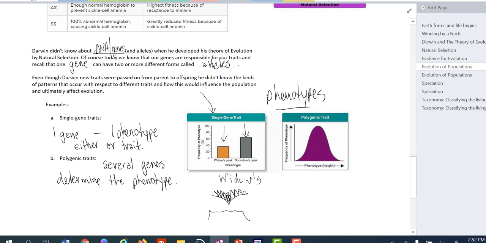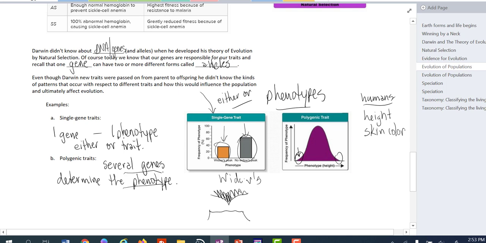When you look at polygenic traits, these are where several genes are determining your phenotype. Some examples in humans could be things like height. If you look at our population, we're not all just really tiny or really big, right? In which case we'd be at this end or at this end, but we're everything in between. And when you look at this distribution, we don't see an either-or, right? So this kind of gives this either-or scenario, right? Things like height, skin color, there are many different traits in our genetic makeup that are controlled by several genes.